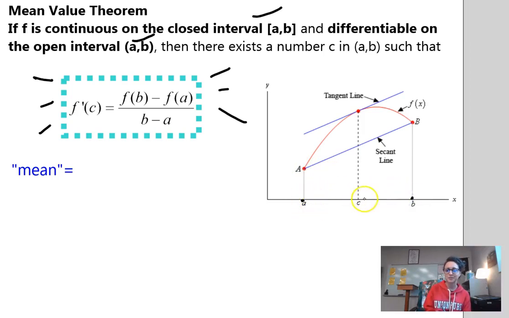So in between a and b, there's going to be some number where f prime of c, so the slope of the tangent line, is equal to the slope of the secant line. So basically, I draw the secant line, I'm guaranteed at least one other place that the slope of the tangent line is going to be parallel. So you have these two blue lines have the same slope, right? So in this case, we're using mean to mean average, okay? So that the instantaneous rate of change at some point is equal to the average rate of change.